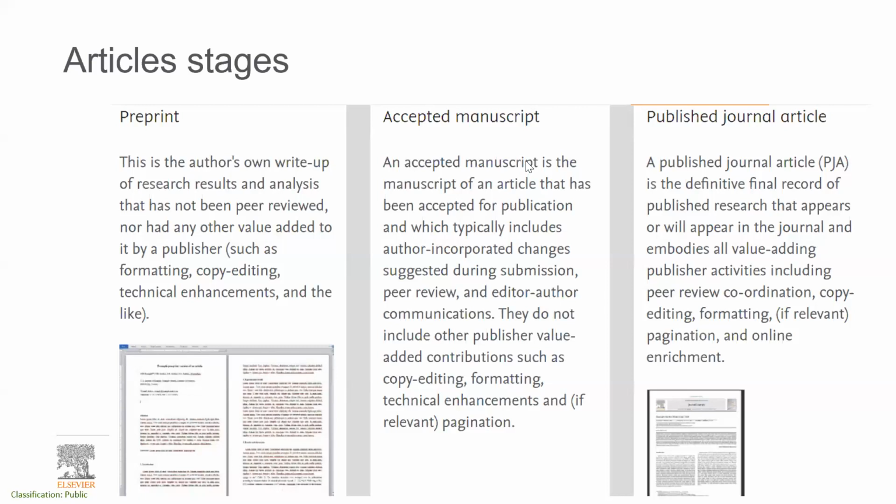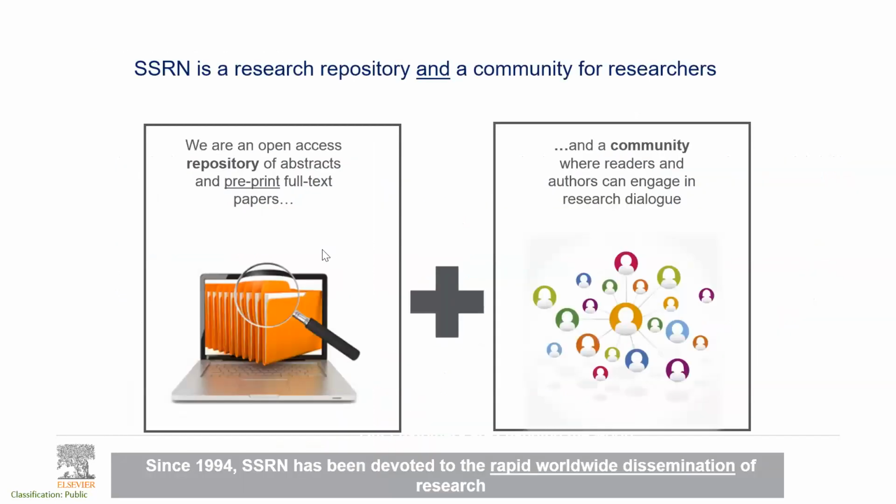So the accepted manuscript represents a case where there is a contribution from the journal editor and the journal reviewers, and the published journal article is where there is significant input from the journal operations and journal publishing team as well. Okay, so when can I share each aspect of the article? What can I share publicly and under what conditions? So as I mentioned, preprints are becoming a very famous norm within the entire academic sphere.